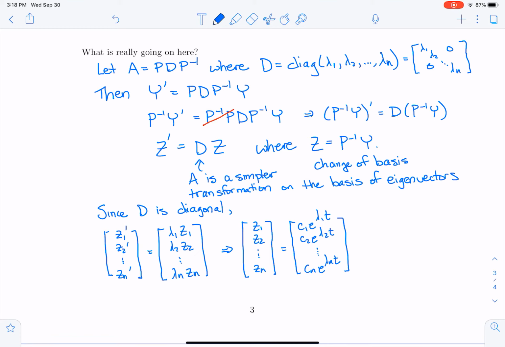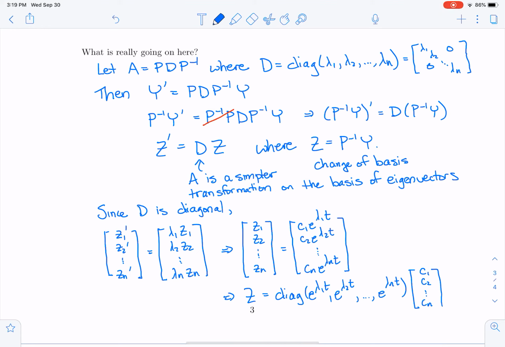Another way to look at this is we can think about it as z equals the diagonal matrix of e to the lambda 1 t, e to the lambda 2 t, through e to the lambda n t, times the vector c1, c2, all the way down to cn. We want to write it in matrix form.